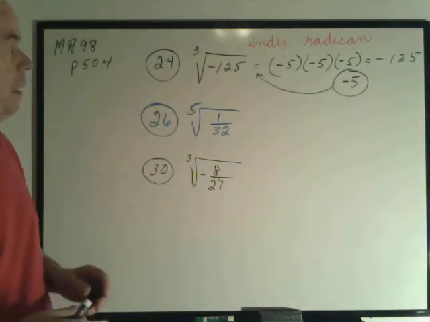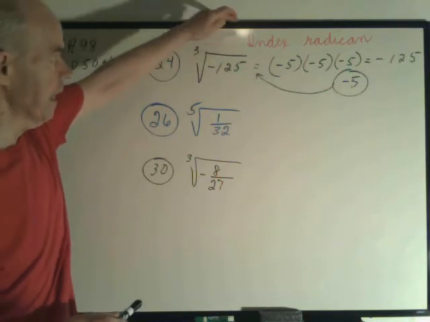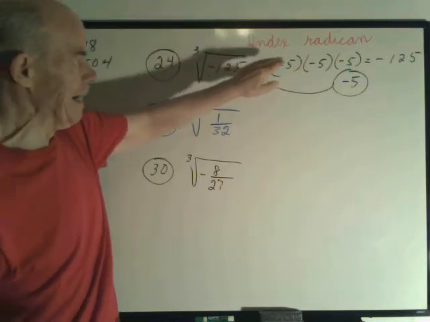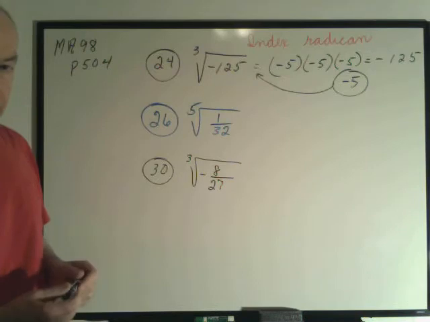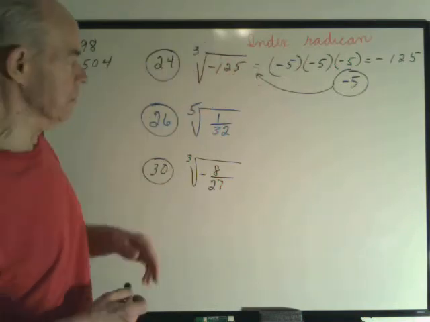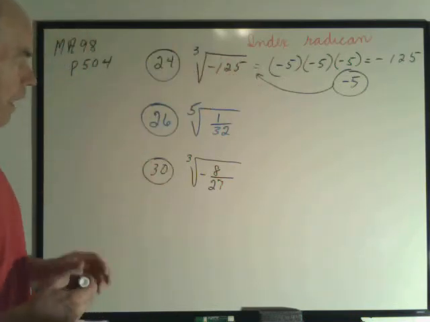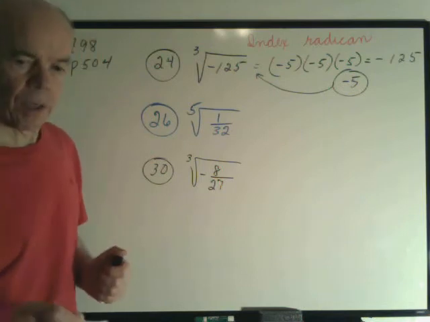radical sign. Now remember, this is called an index, this is called a radicand. The negative 125 is called the radicand, this is the radical symbol. All right, try number 26.